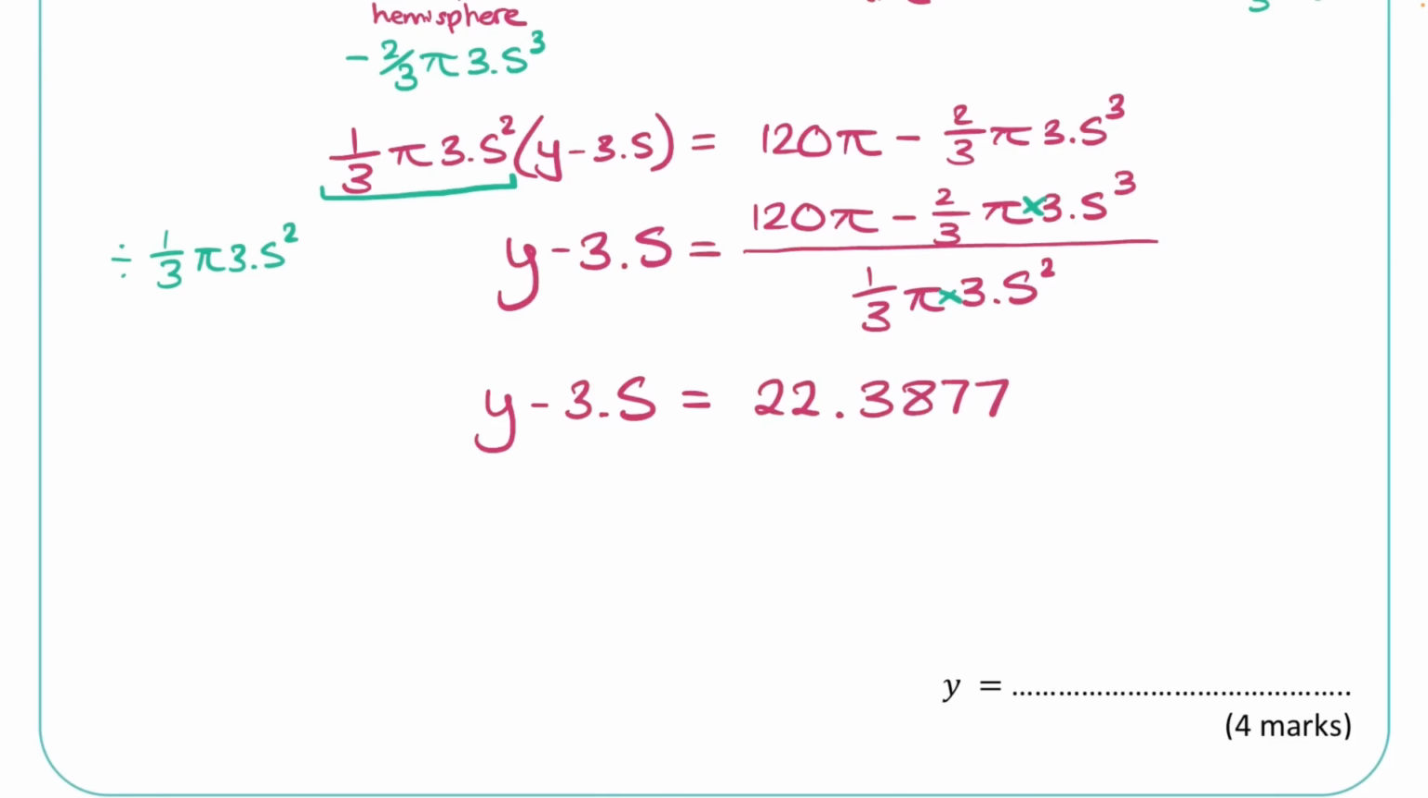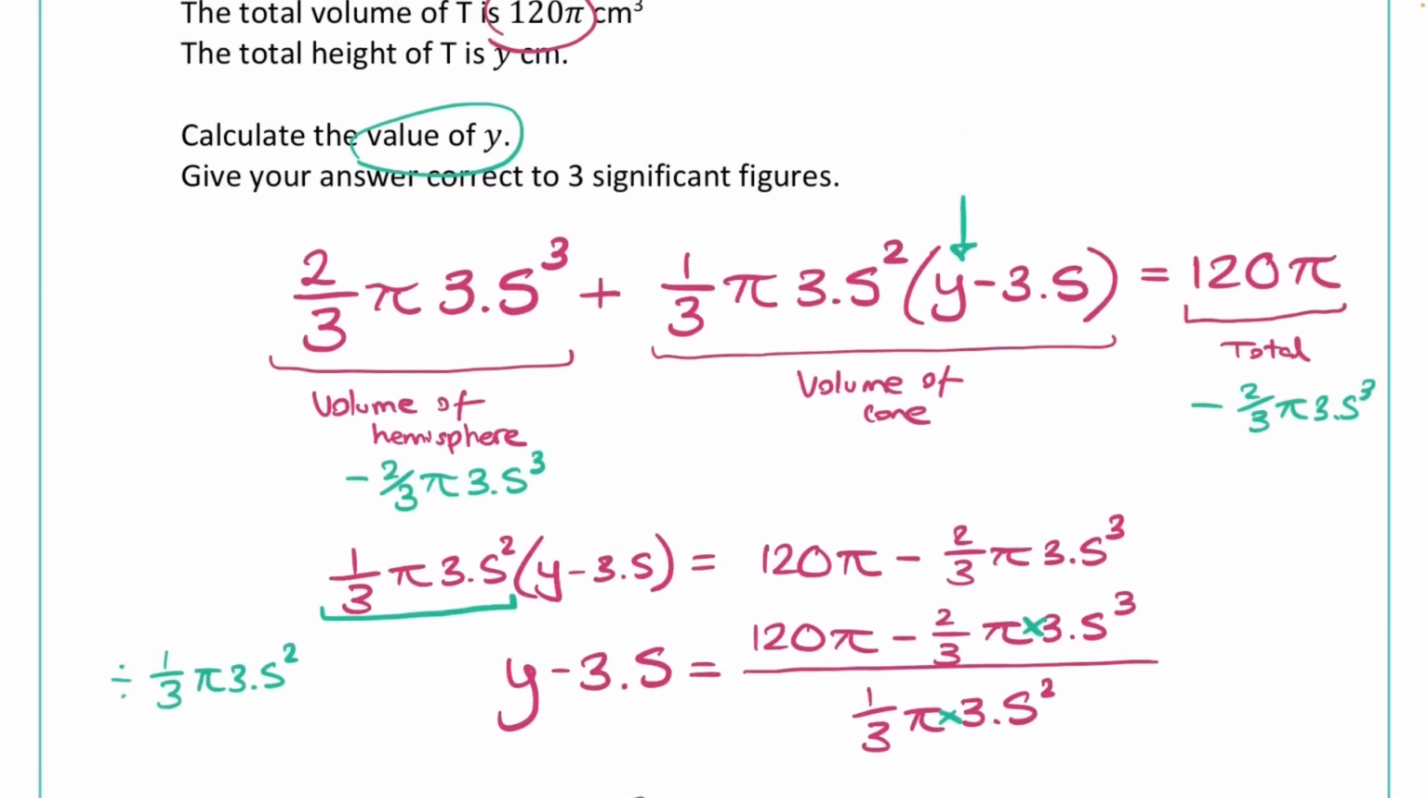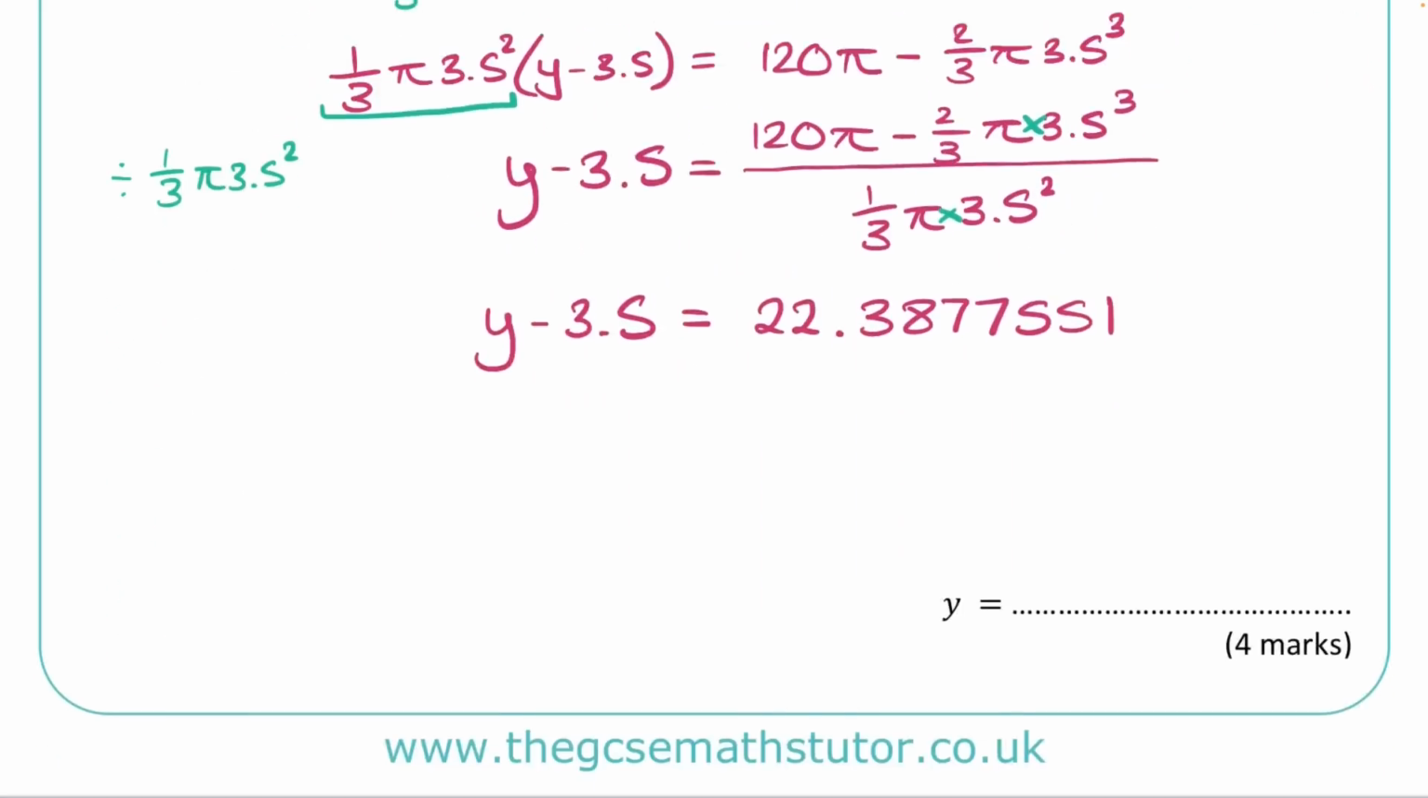22.3877. I'm going to press my S to D, my conversion button. I'm going to write out the shorter decimal, 551. There we go. So there is a recurring decimal version as well, but I've just used that version there because it only wants the answer to 3 significant figures, so I've got it to tons there.